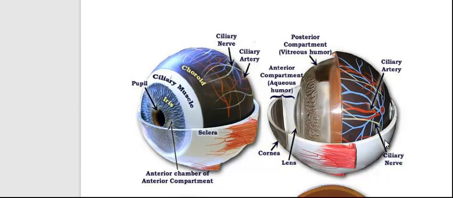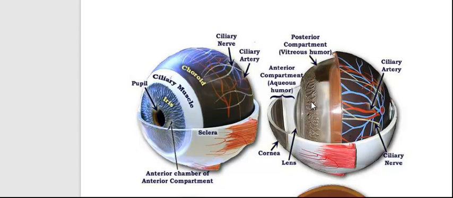Now you can kind of see a cutaway. In the front of the eye, we call this the anterior part of the eye. And you have the aqueous humor, so there's actually fluid in here. So there's the cornea, there's the fluid, there's your lens. And then you have a muscle that helps you to contract or expand your pupil.